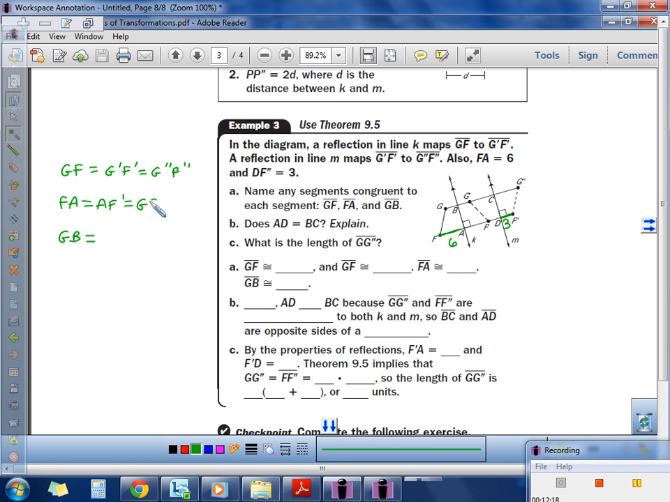GC and C to G prime. So I forgot, this is CG double prime and G prime C. Thank you. That one little prime is kind of hard to see up there, so be careful. So those are some quick examples. GB is the last little one, so we'd have B, G prime, F prime, D, and D double F prime. So those are some examples.